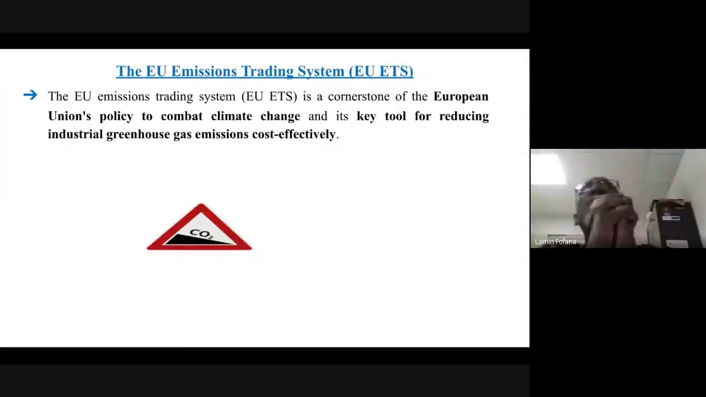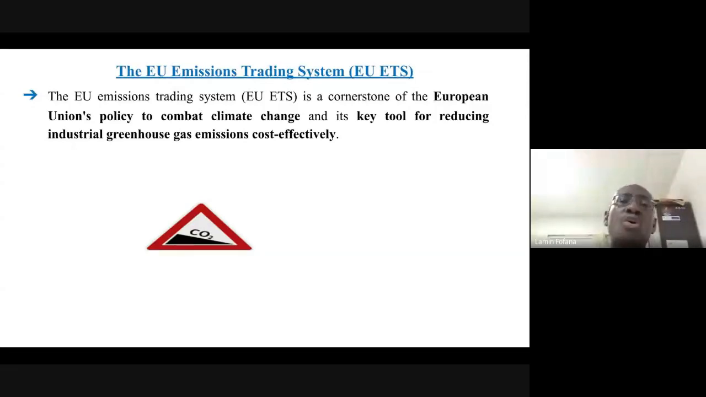Okay, so let me explain this. The EU emission trading system is also known as carbon trading. This is a technique that has been employed by European countries to combat global warming. Organizations, institutions or manufacturing companies, like those that are into aviation and those that are into production and manufacturing, must join this trading system.